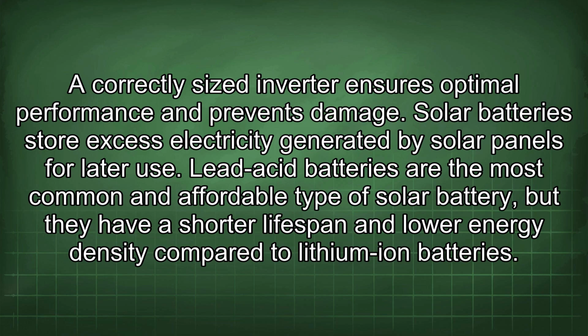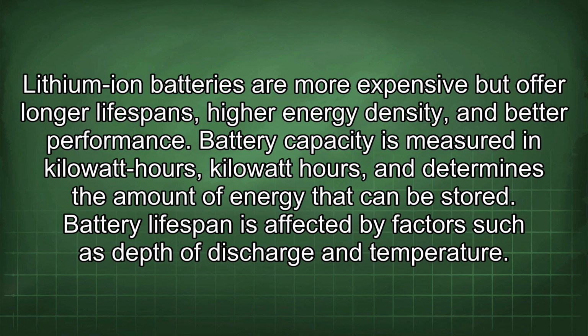A correctly sized inverter ensures optimal performance and prevents damage. Solar batteries store excess electricity generated by solar panels for later use. Lead-acid batteries are the most common and affordable type of solar battery, but they have a shorter lifespan and lower energy density compared to lithium-ion batteries. Lithium-ion batteries are more expensive but offer longer lifespans, higher energy density, and better performance. Battery capacity is measured in kilowatt-hours, and determines the amount of energy that can be stored. Battery lifespan is affected by factors such as depth of discharge and temperature.